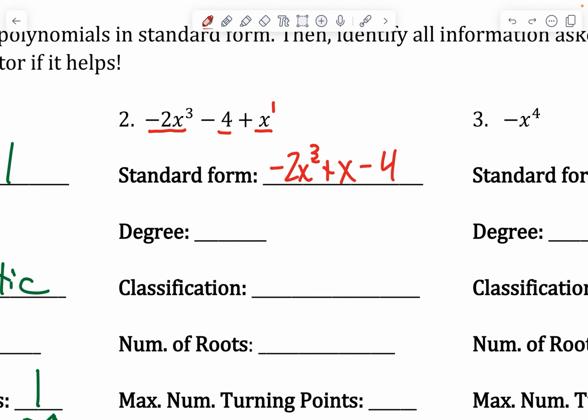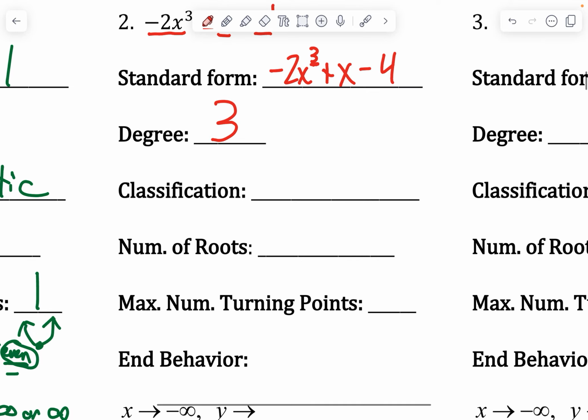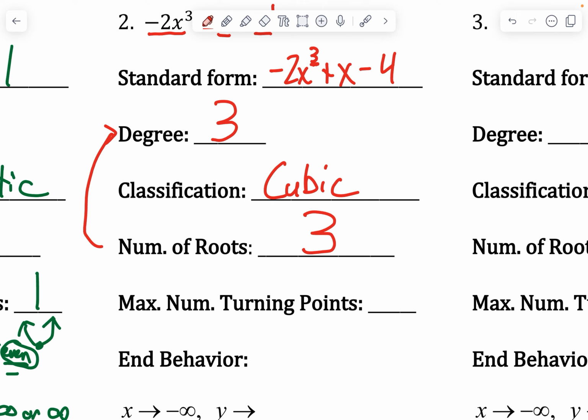My highest exponent is going to be the 3 right there, so degree of 3. All right, we can classify this. This is going to be a cubic, and remember, that's by degree. So if I wanted to classify this by number of terms, that'd be the cubic trinomial. And then the number of roots is also going to be 3. Okay, remember, these are the same.